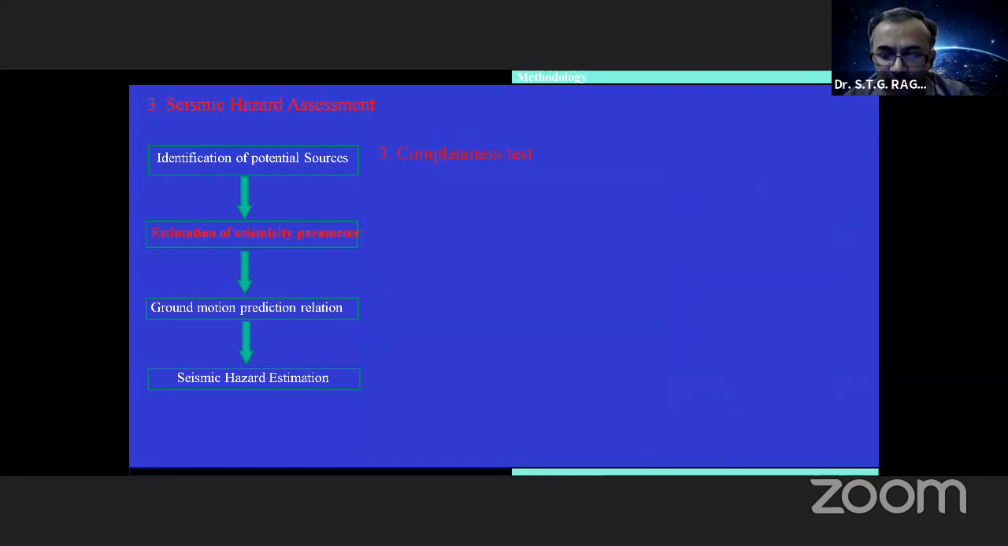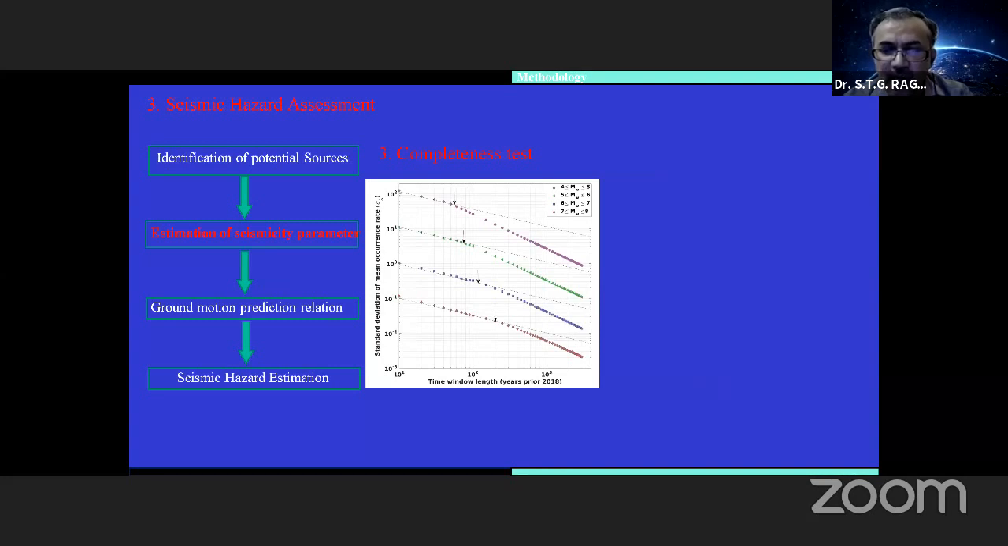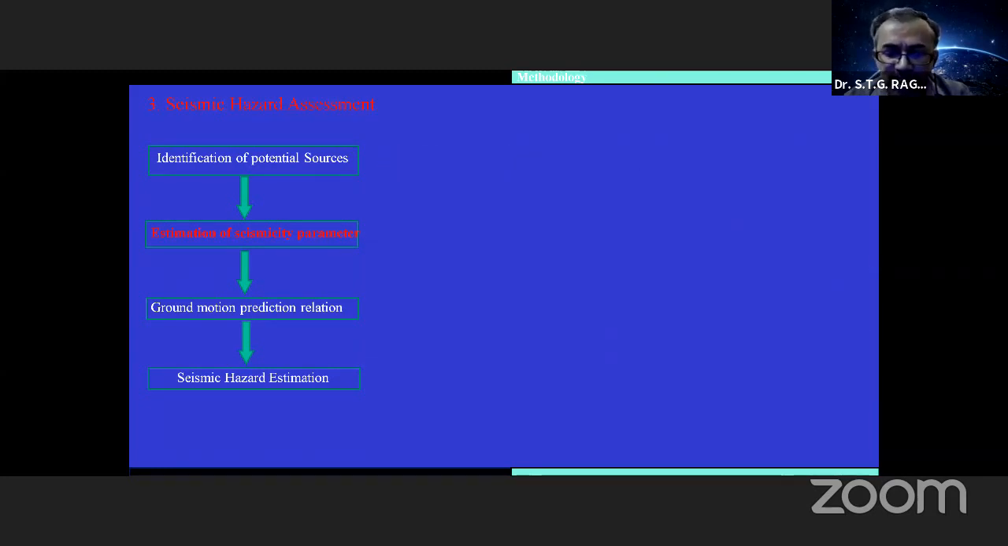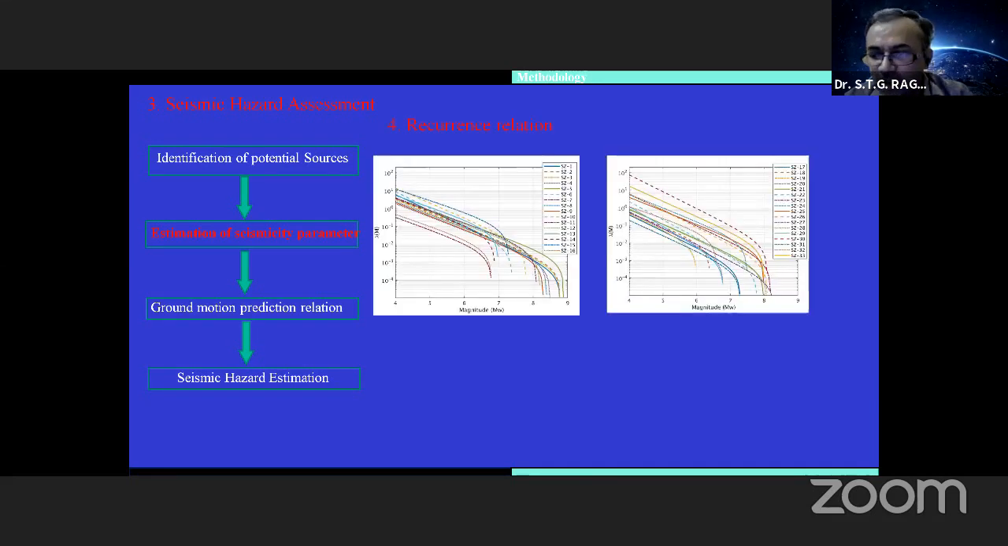And finally, we have to do some statistical tests also, like the completeness test, because the data is not homogeneous and there are other issues. All that has been done, and the catalog is complete for the last 58 years only, because instruments came up only around 1960. So the data we have is complete for the last 58 years for a given magnitude, but as magnitude increases, this interval also increases. After doing all the statistical tests on the seismicity parameters, we fit these types of recurrence relations.